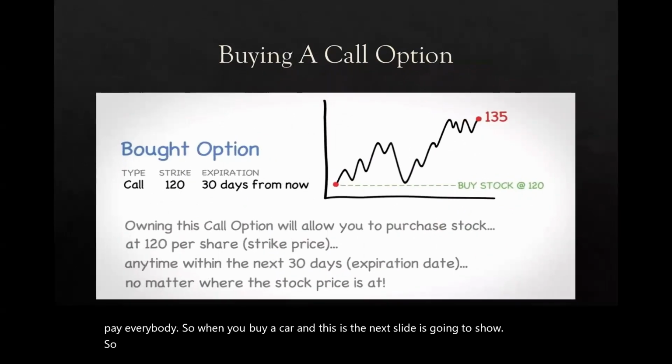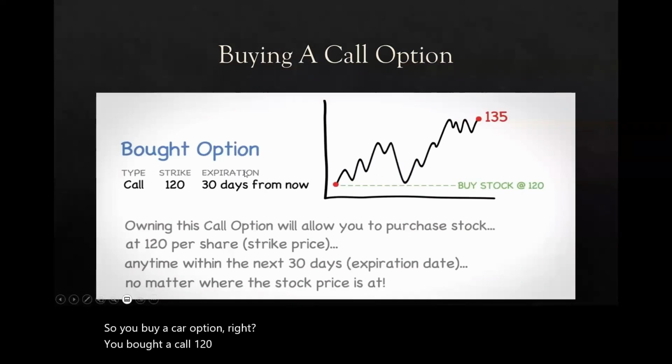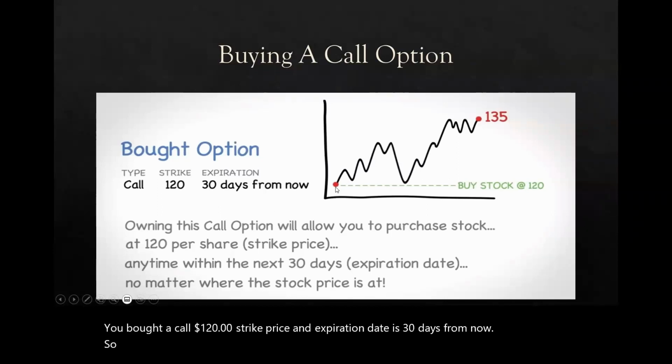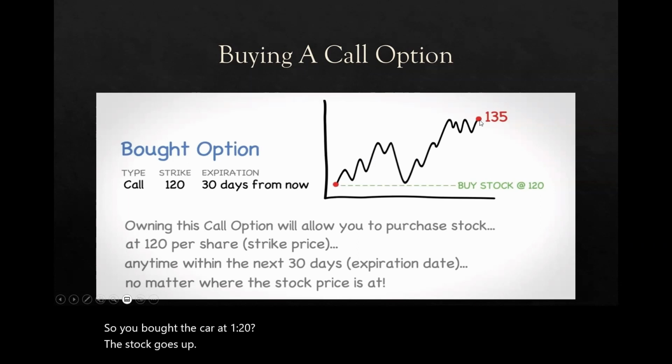So you buy a call option, right? You bought a call, $120 strike price, and the expiration date is 30 days from now. So you bought the call at 120. The stock goes up to 135. You just made $15 per share. So this is probably like a $150 move, because remember, option contracts are 100 shares. So 100 times 15, that's a $150 move per contract.